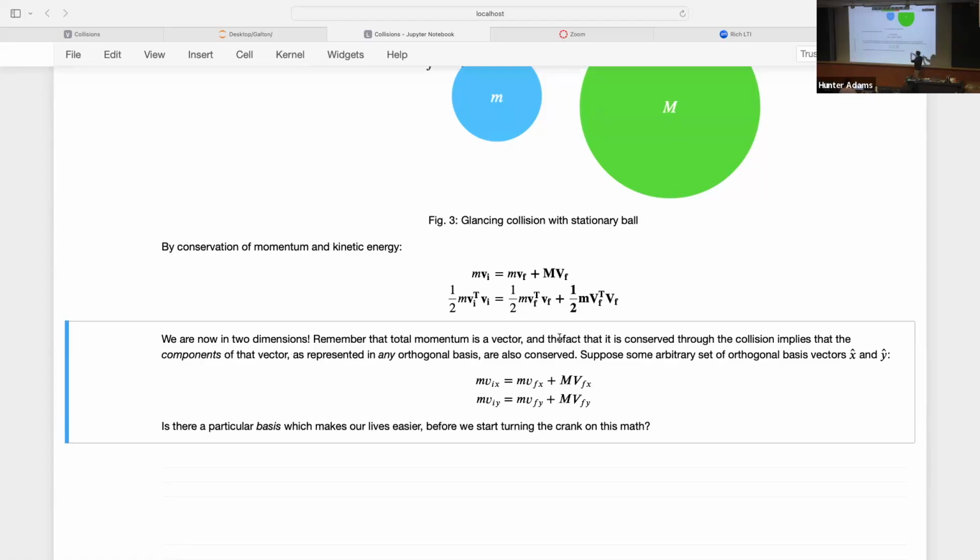And then broken into its components in any orthogonal basis, because the vector is conserved, the components of that vector are conserved, right? So we can take this vector equation and break it into two scalar equations if we want to, that describe the two components of this vector in whatever basis that we've chosen. You can imagine that this is maybe x, y, or something, right? And we could talk about the preservation of that vector in that coordinate system. But we needn't say that y is straight up and x is straight over and choose anything that we want. Is there a particular basis that makes our life easier here?